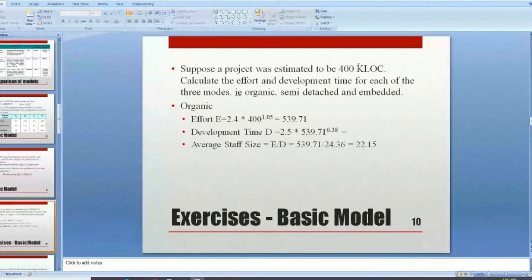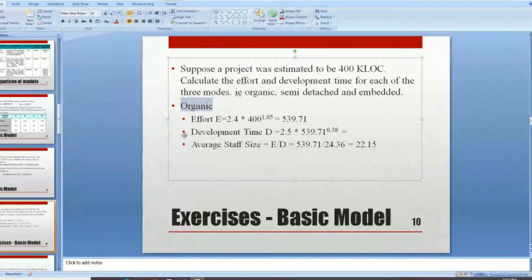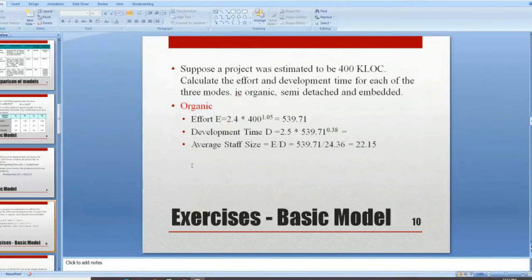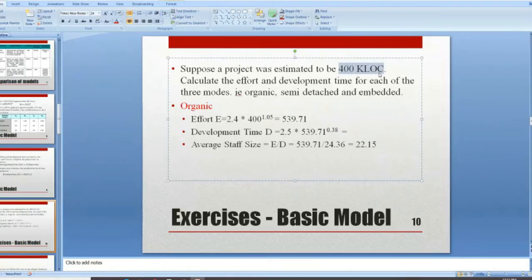So 400 kilo lines of code, right? Fine. So now I have calculated it for organic. The remaining things you please calculate at home, right? So consider this as homework and please calculate it. Okay. So they have given the size of the project. What is the size of the project? 400 kilo lines of code.